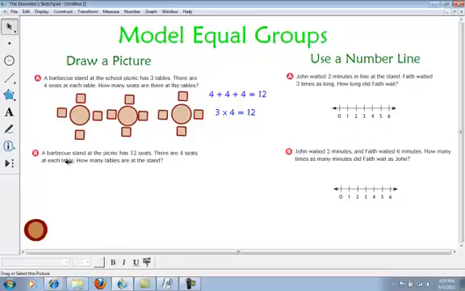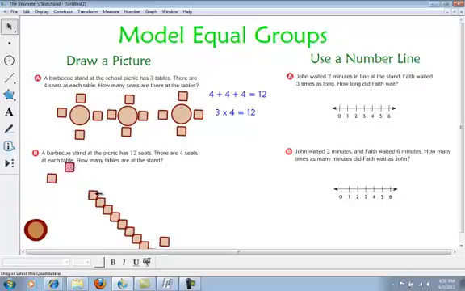Now let's look at question B. A barbecue stand at the picnic has 12 seats. There are 4 seats at each table. How many tables are at the stand? Well, let me grab a copy of this seat here. And it tells us that there are 12 of them. So let's get 12 seats. 1, 2, 3, 4, 5, 6, 7, 8, 9, 10, 11, 12. There's the 12th one. So let's see, there are 4 seats at each table.